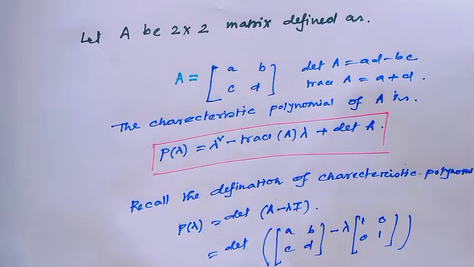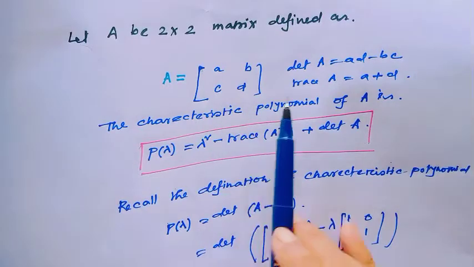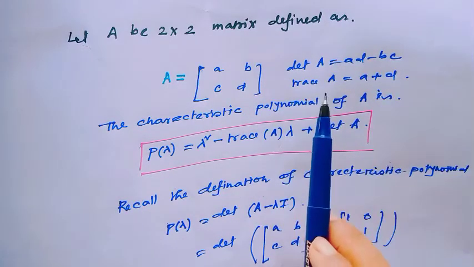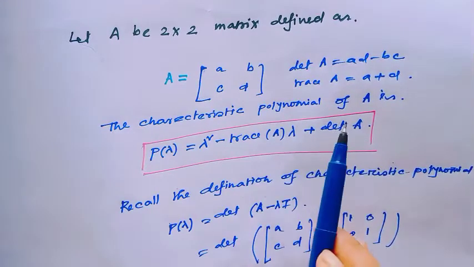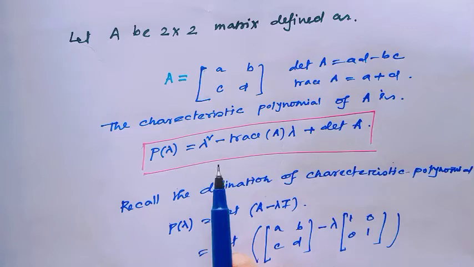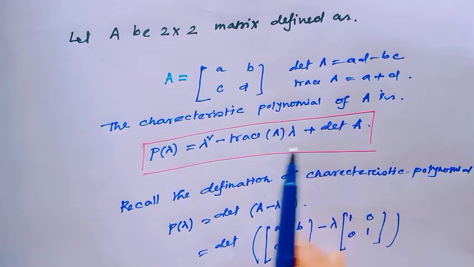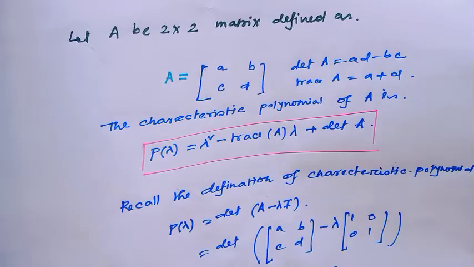Well, now I will say the characteristic polynomial of a 2 cross 2 matrix. Consider an arbitrary matrix A, B, C, D, where det of A equal to AD minus BC and trace of A equal to A plus D. Then I will prove the characteristic polynomial of A is lambda square minus trace of A times lambda plus det of A. Actually, my goal is to prove this.